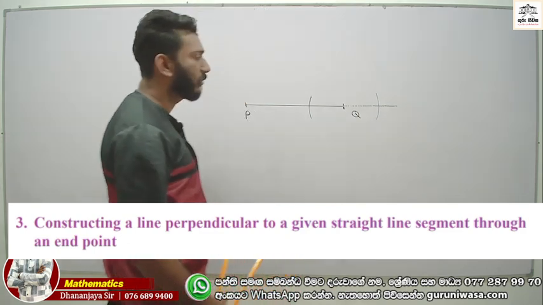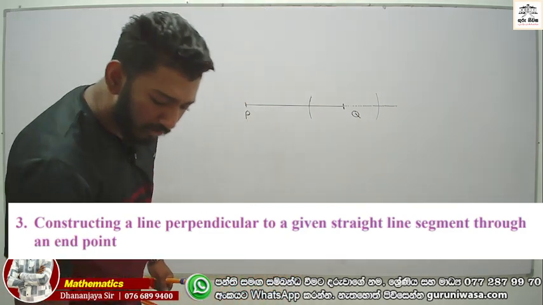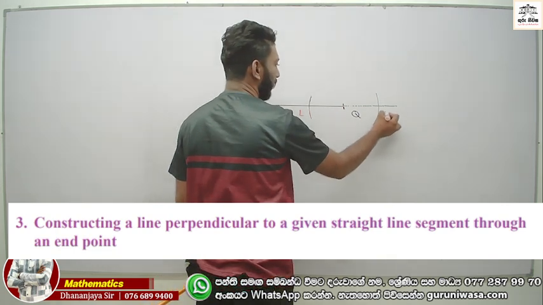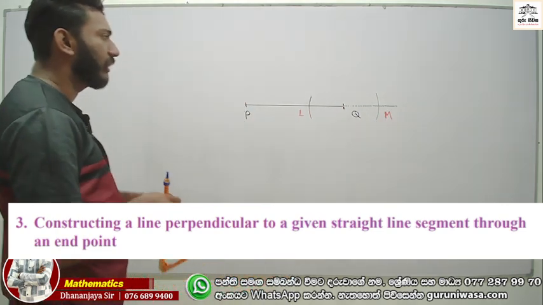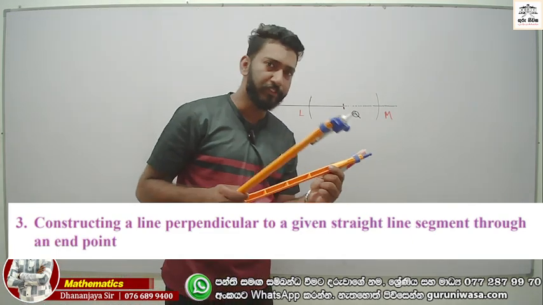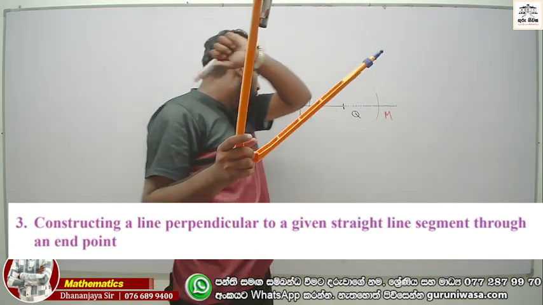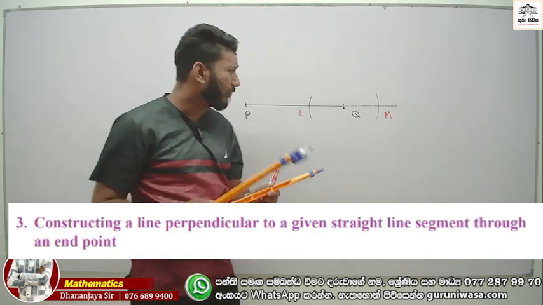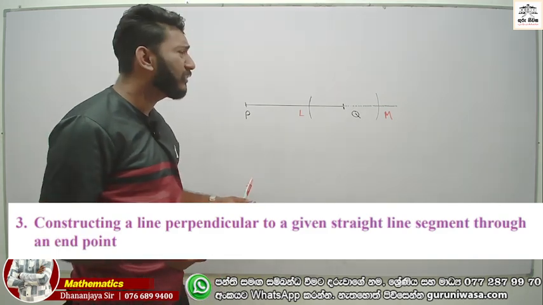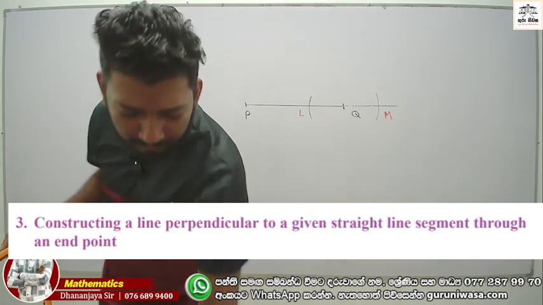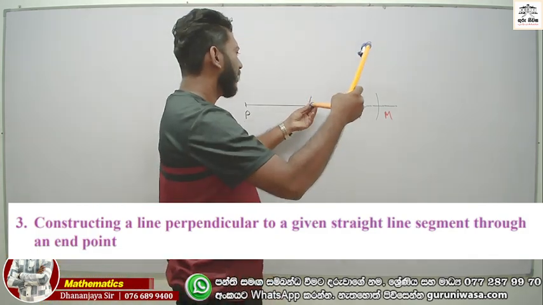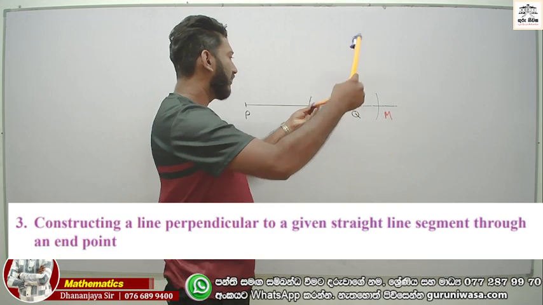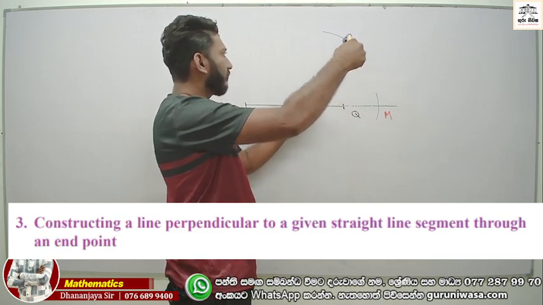Now we have intersection points, right? I'm going to mark them as L and M. This one is L, this one is M. Now we have two intersection points. Now extend the length of the radius of the compass, place the compass at L as the center, and draw the arc like this.